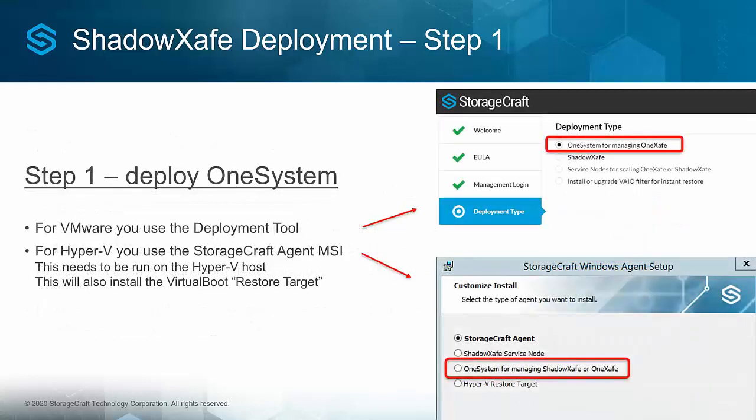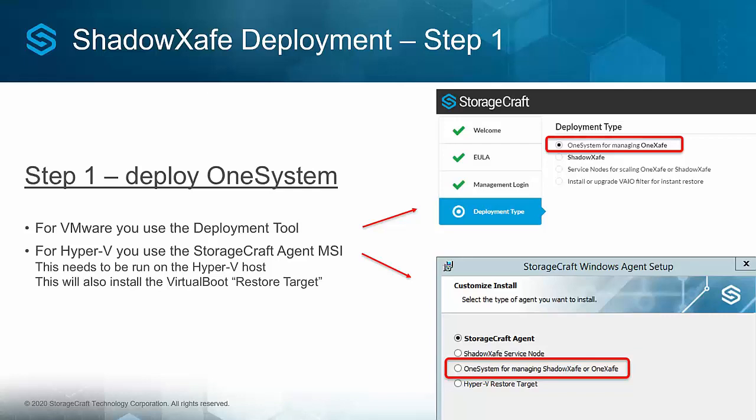So in terms of deploying it for VMware, you'll download the deployment tool. It's effectively an ISO file, but you'll mount that as an image, run the deployment tool, and that will deploy OneSystem into your VMware environment for you.